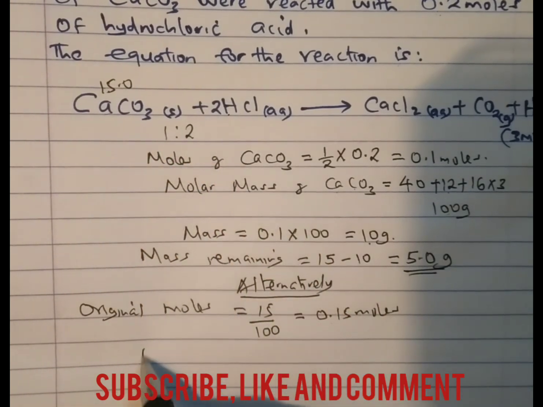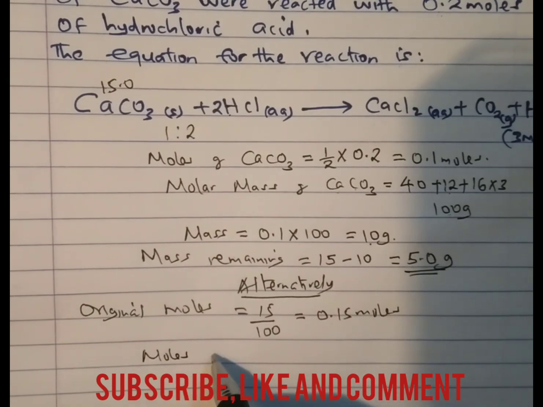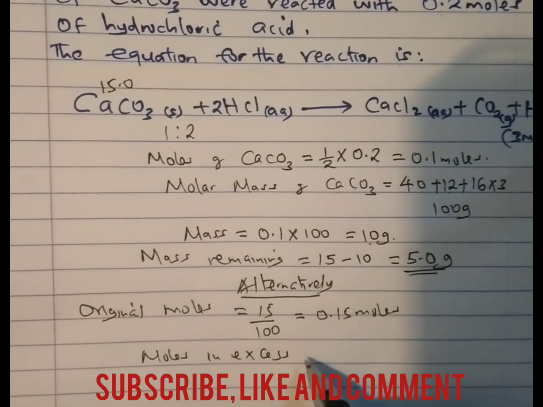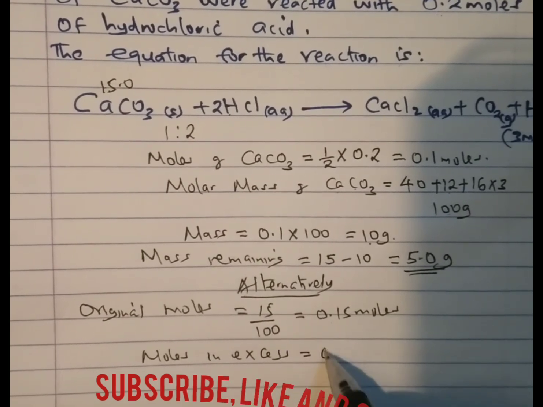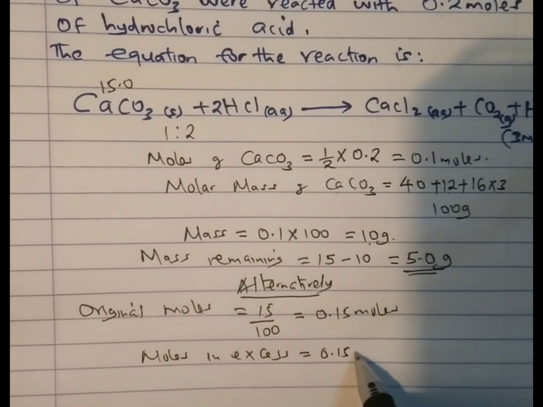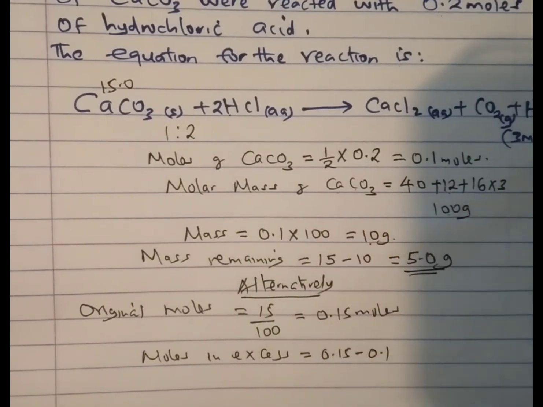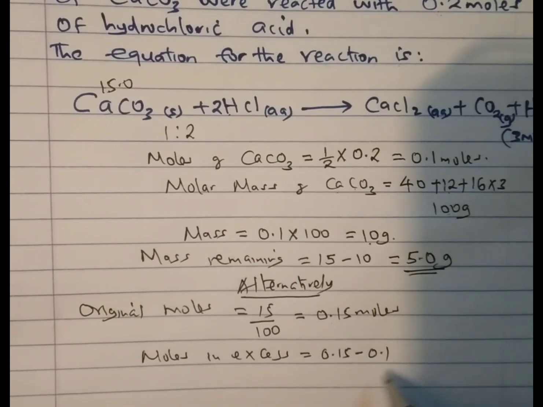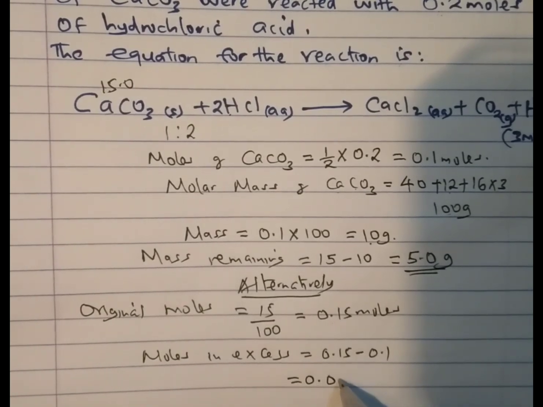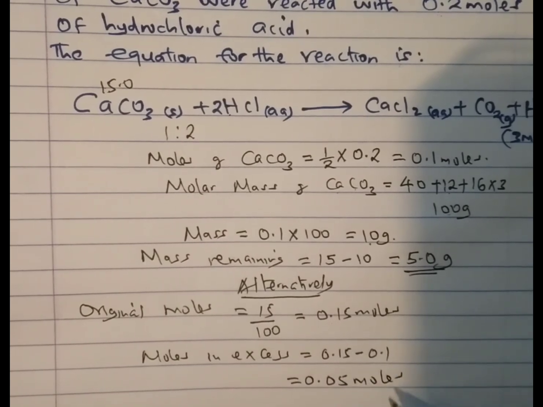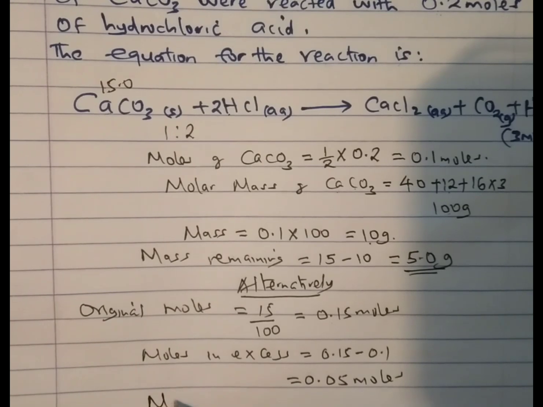If you want to get the moles which are in excess, you take the original number of moles, which is 0.15, you minus the number of moles that reacted, which is 0.1, and this one gives us 0.05 moles. From here we can get the mass remaining.